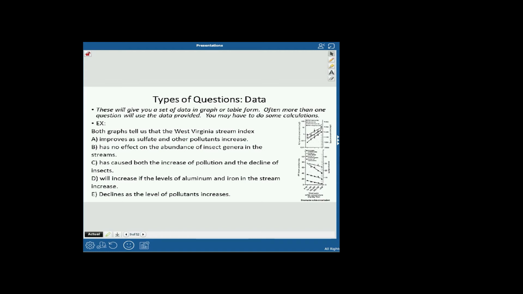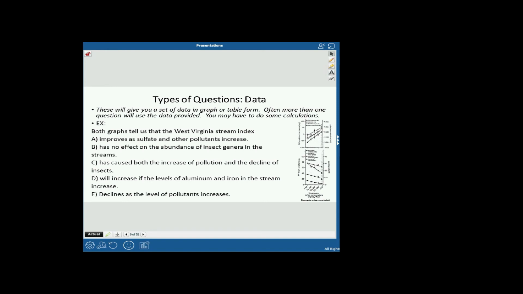It says these will give you a set of data in graph or table form, and often more than one question will use the data provided. And you may have to do some math. And again, you'll do math without a calculator because you're not allowed to have a calculator on the AP exam.